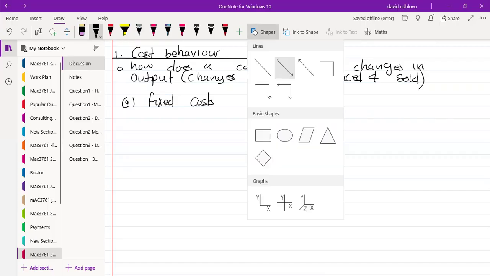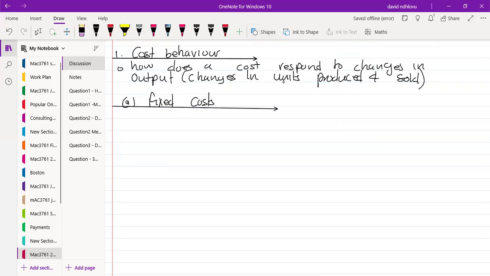I know that you have done a MAC before. What do we understand to be a fixed cost? Good people, who can explain what is a fixed cost? Are we there?